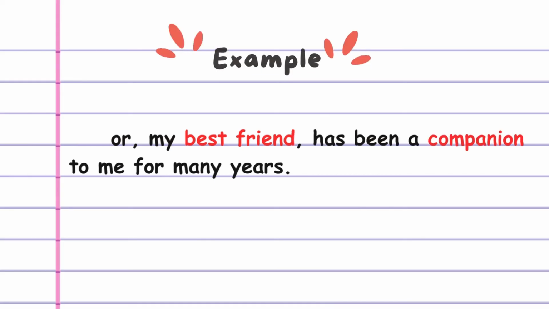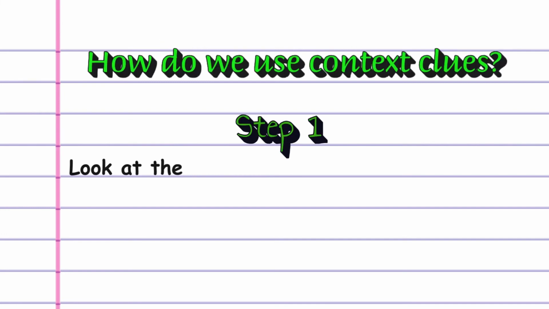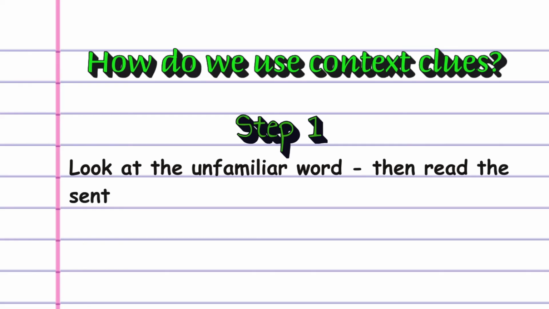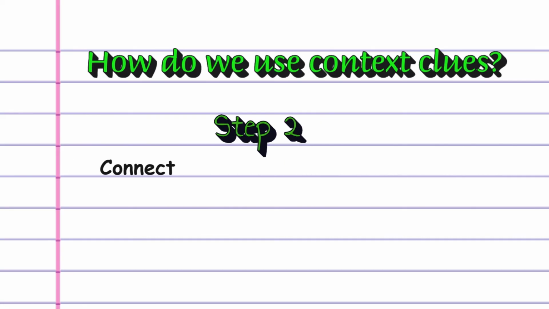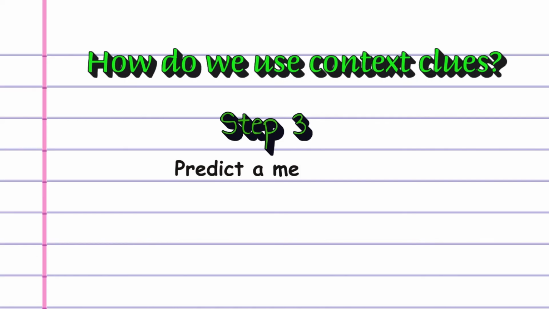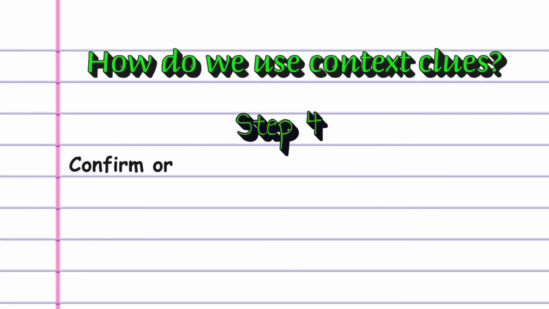How do we use context clues? Step 1. Look at the unfamiliar word, then read the sentence before and after the word. Step 2. Connect what you know with the text. Step 3. Predict a meaning. Step 4. Confirm or revise your prediction.